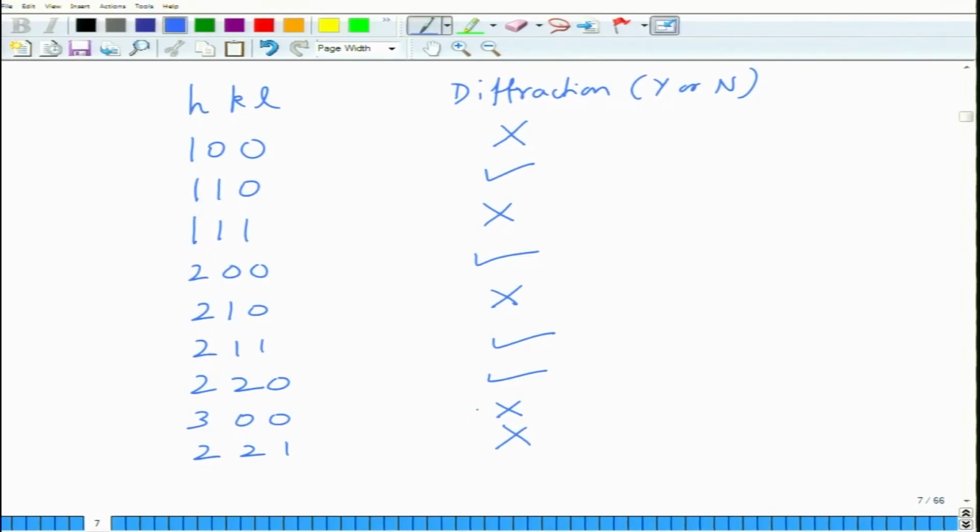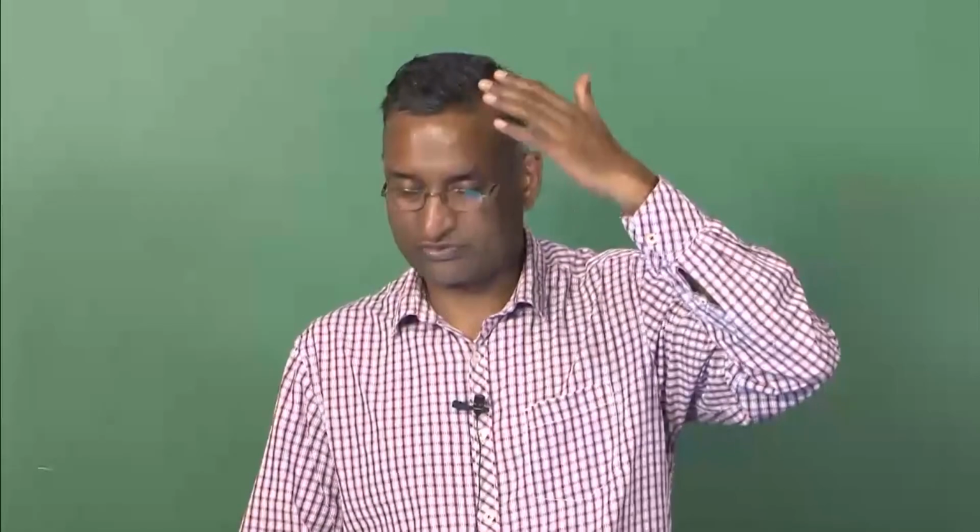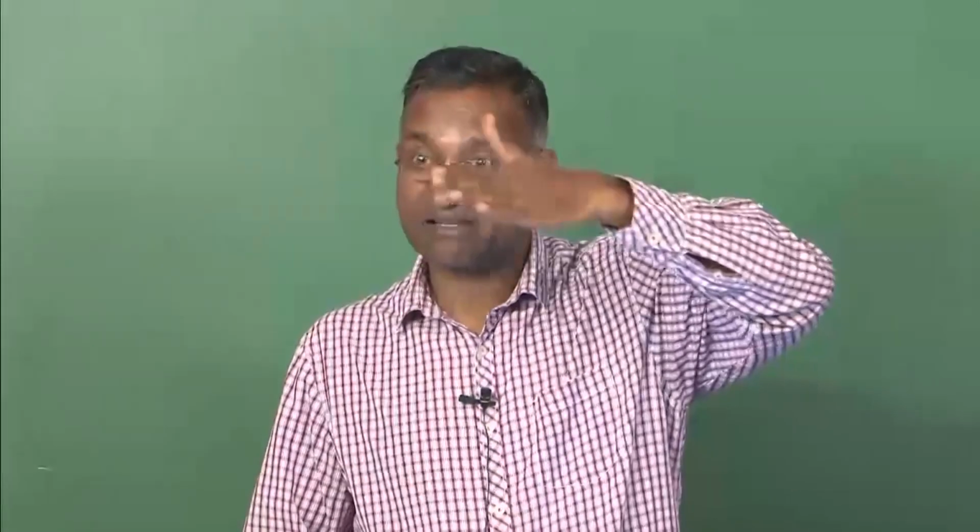Okay. So for BCC, the condition is only those planes will diffract for which h plus k plus L is even. And this basically means that for those planes which do not diffract, like 1 0 0, the interference is destructive in nature because of the presence of an atom at the center of the unit cell.